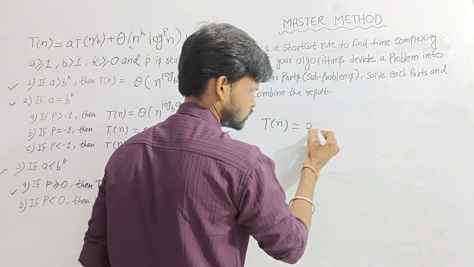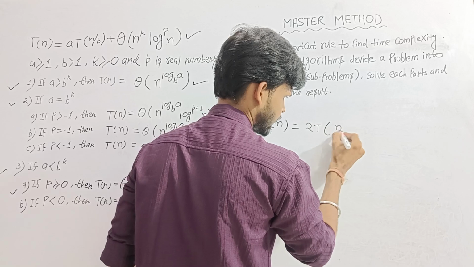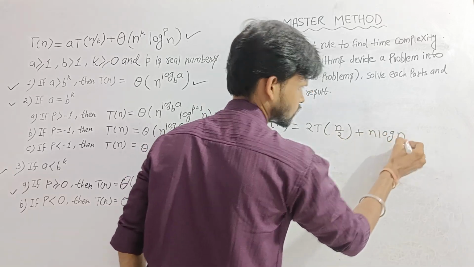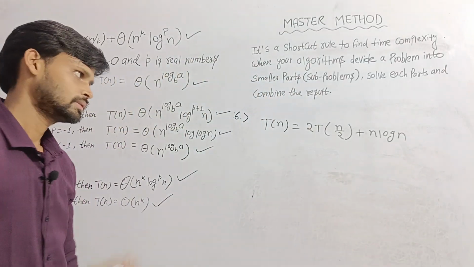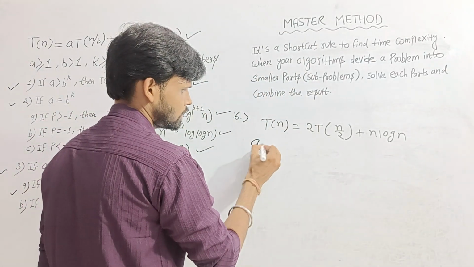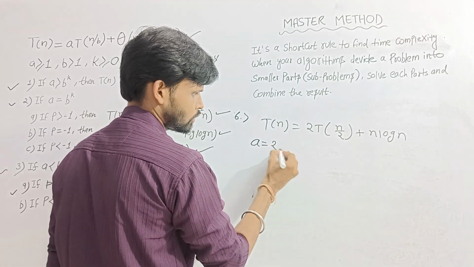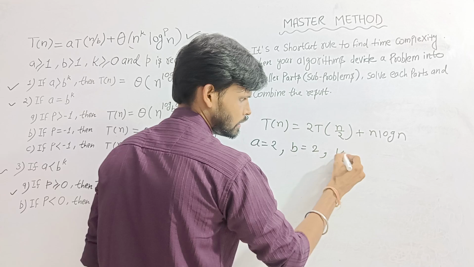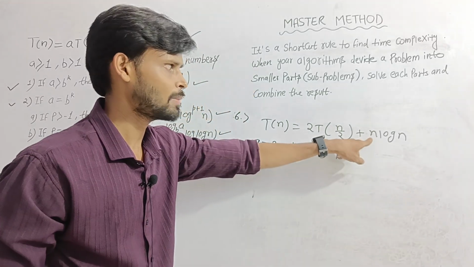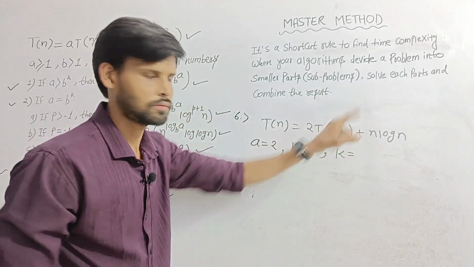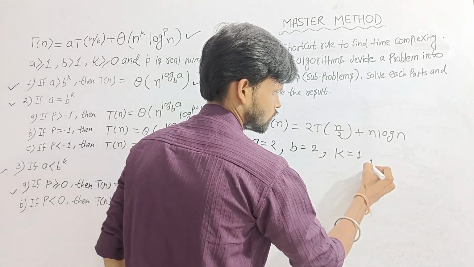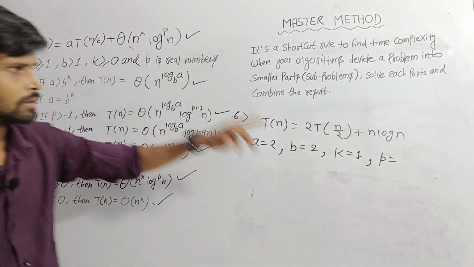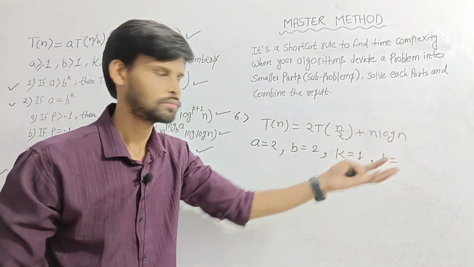T of n equal to 2 T of n by 2 plus n log n. First find the value of a. What is the value of a? That is 2. b, that is 2. What is the value of k? What is the power of n? 1. What is the value of p? Here you can see log power p; here log has no power, so p is 1.